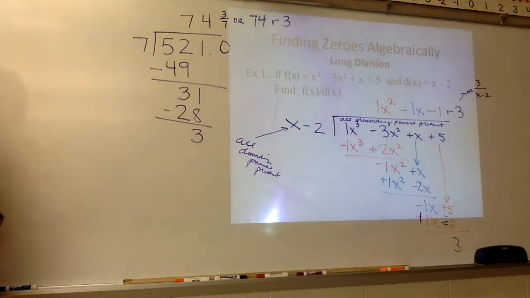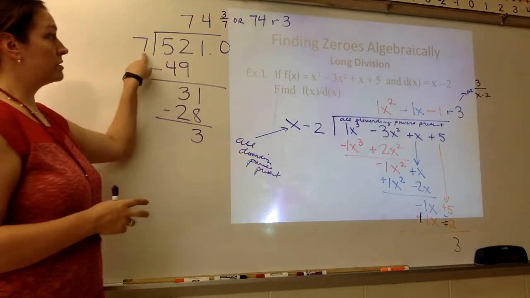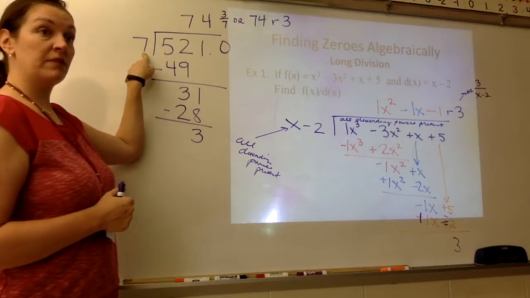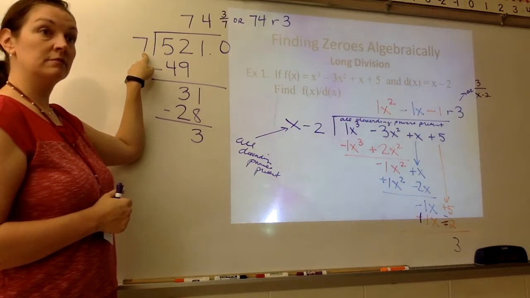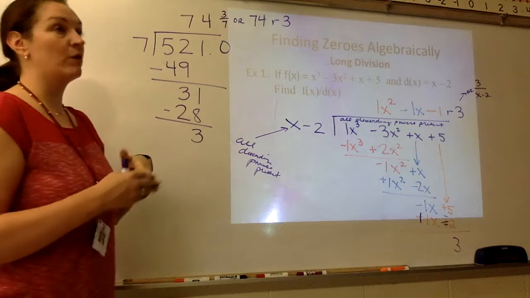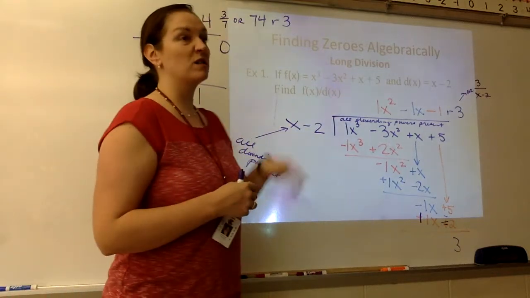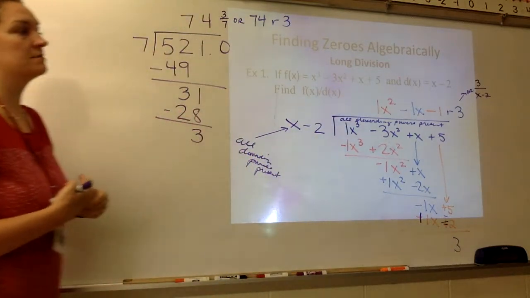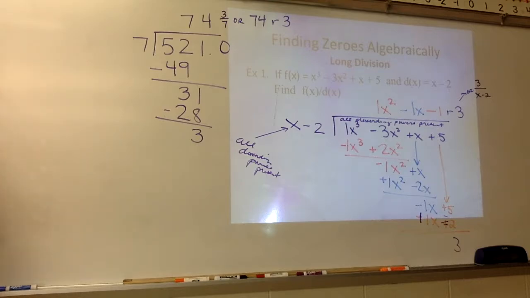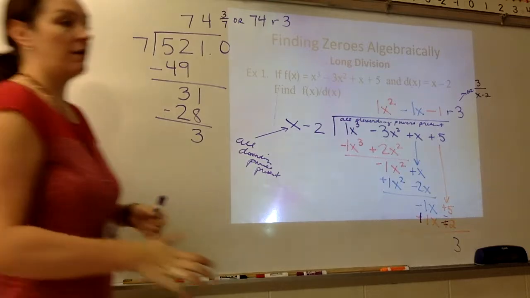Questions on long division? Would be 3 over x minus 2. Same thing. Remember doing it with fractions? It's just now we're expanding it to algebraic fractions. Good? All right, here we go.